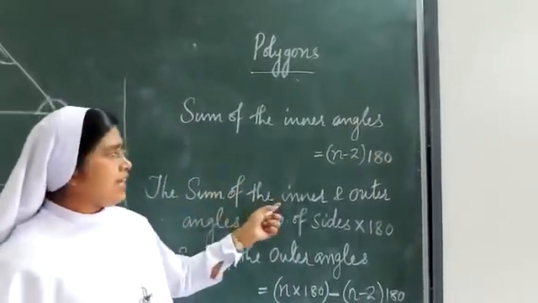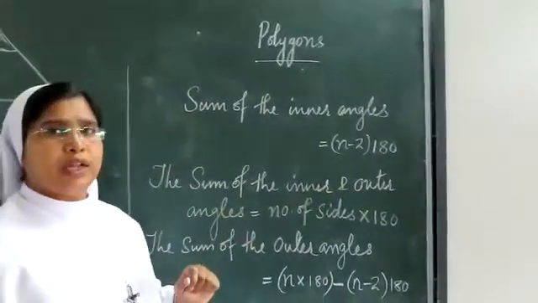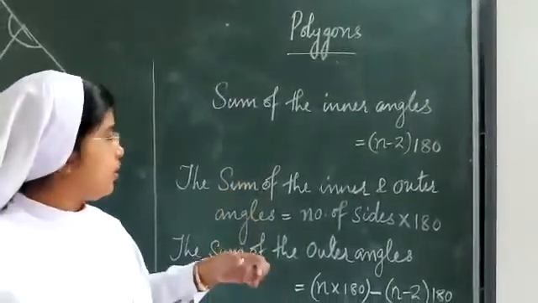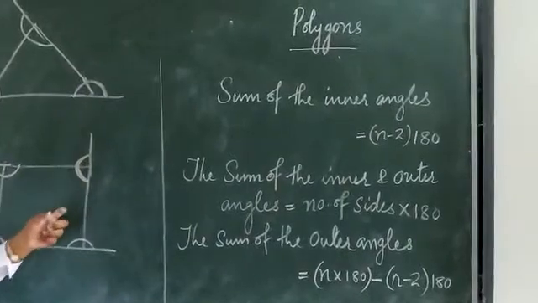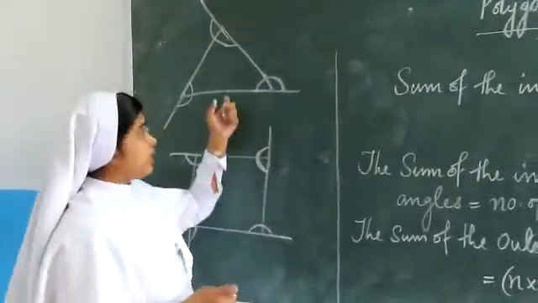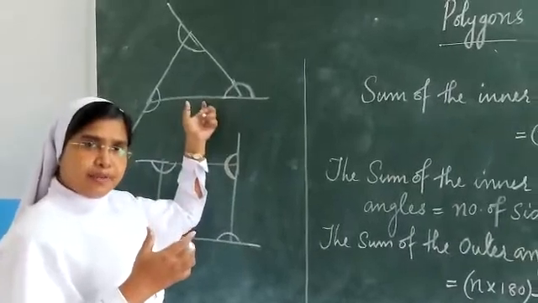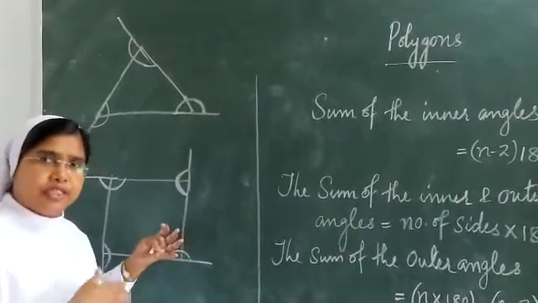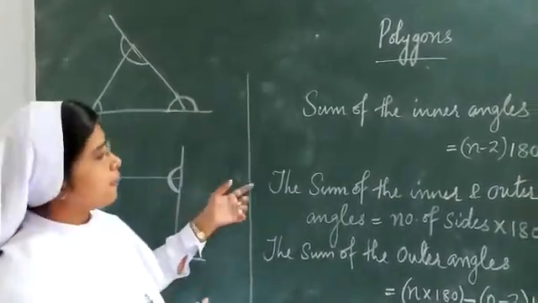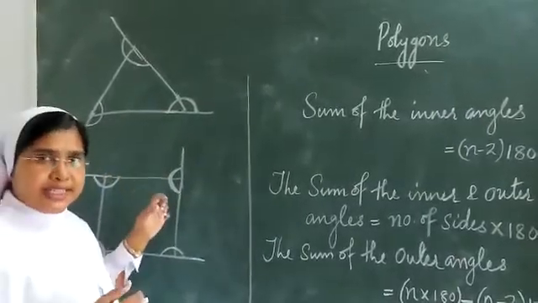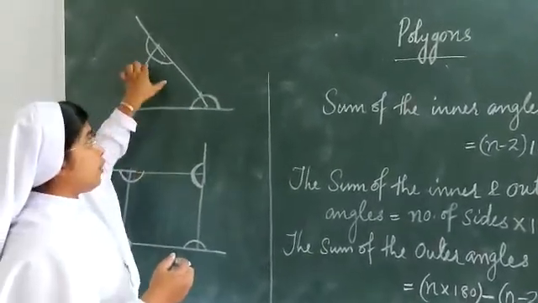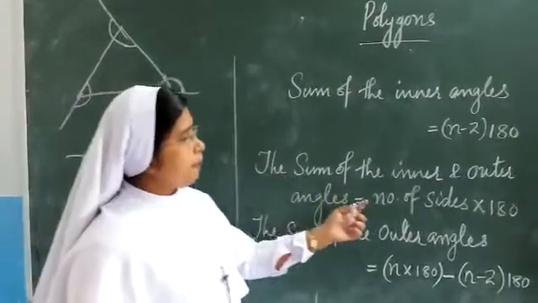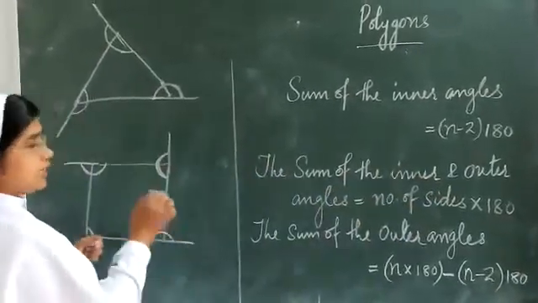Again, the sum of the inner and outer angles of a polygon, how much? Inside and outside, what will be the sum? It varies for a different polygon. Triangle will be different, quadrilateral is different, pentagon again different. So what is the formula? Number of sides. For a triangle, 3 sides are there, so we write number of sides, 3 into 180.